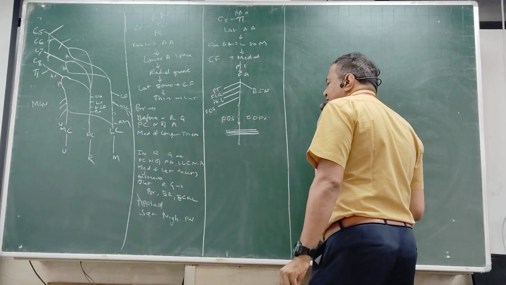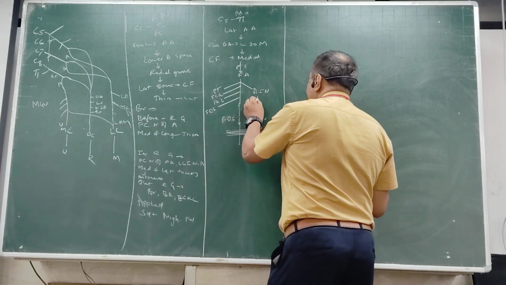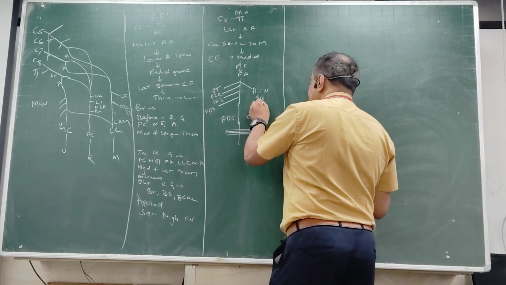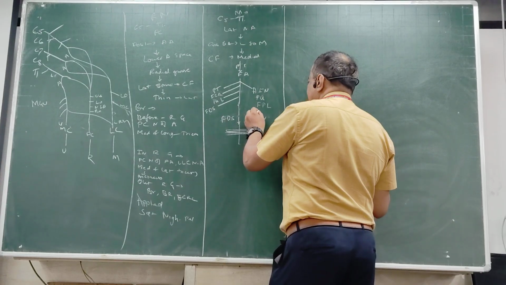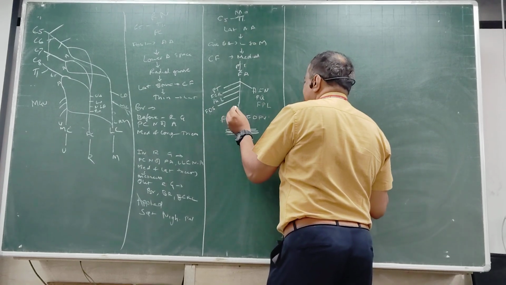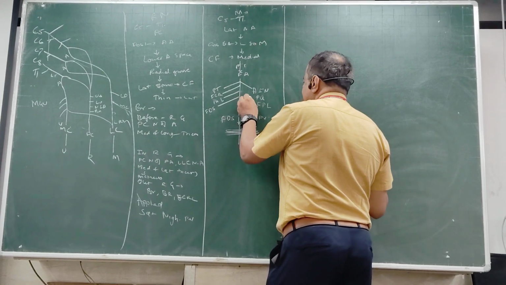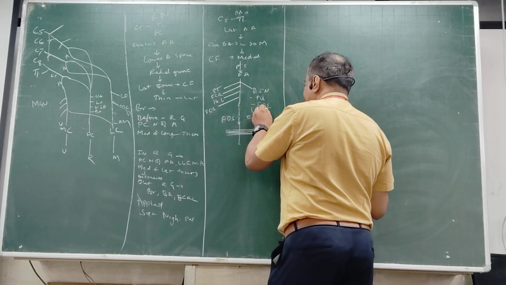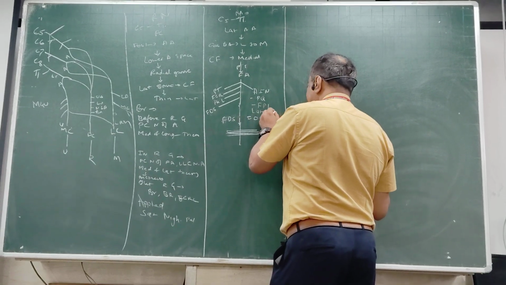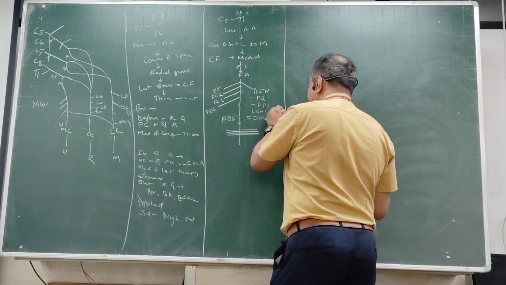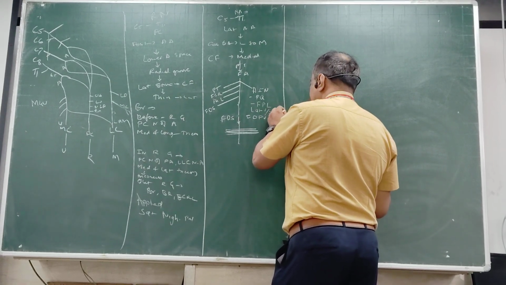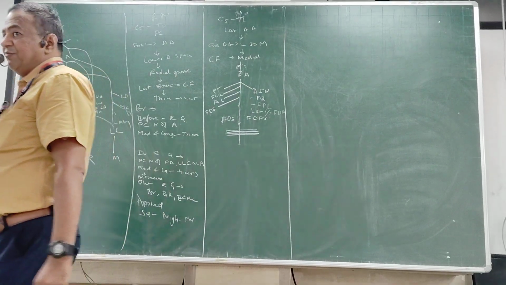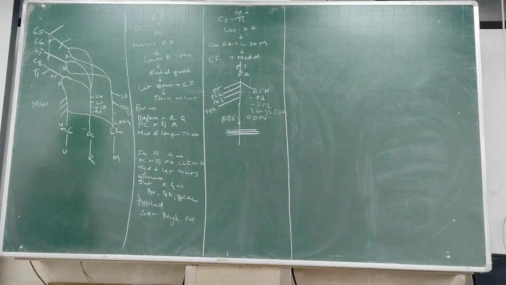This anterior interosseous nerve supplies pronator quadratus, it supplies flexor pollicis longus, and it supplies the lateral half of flexor digitorum profundus. The lateral half. Medial half is by ulnar.